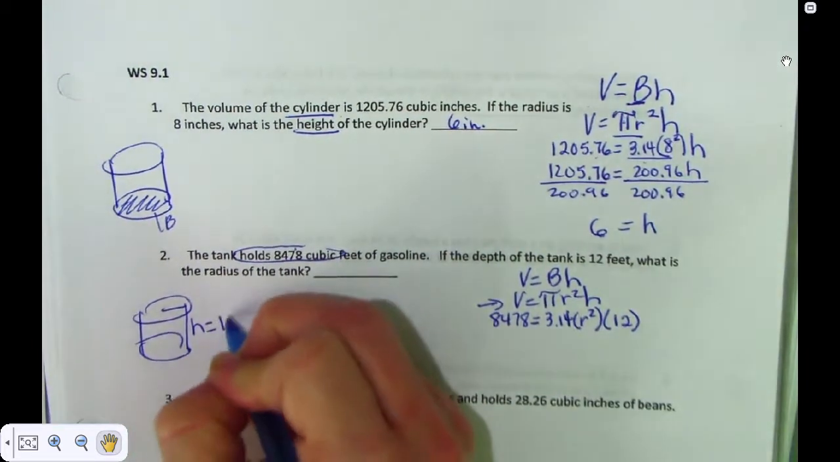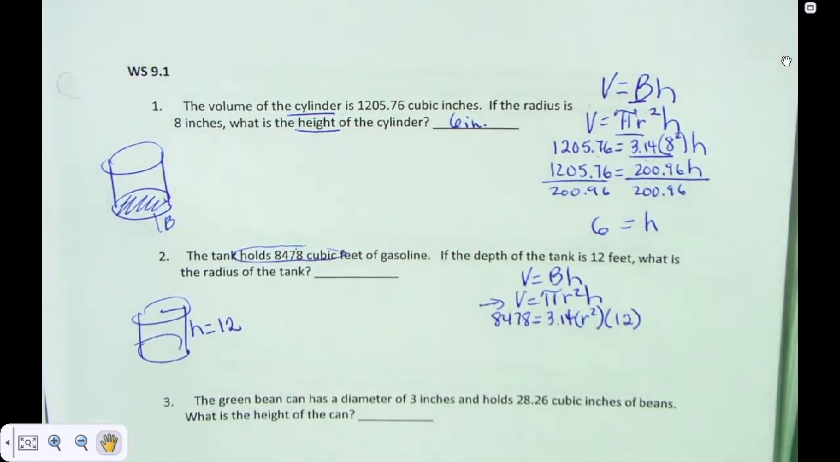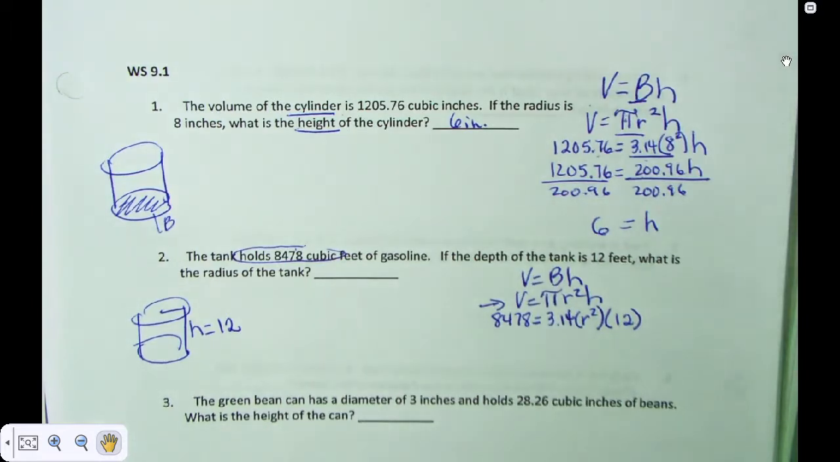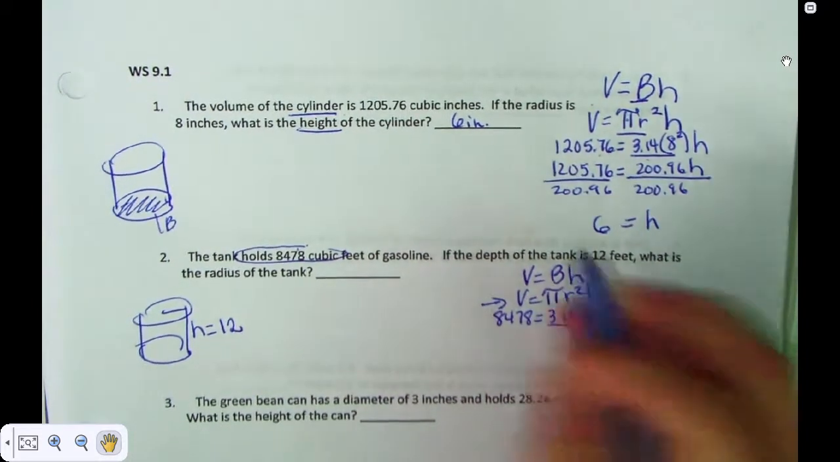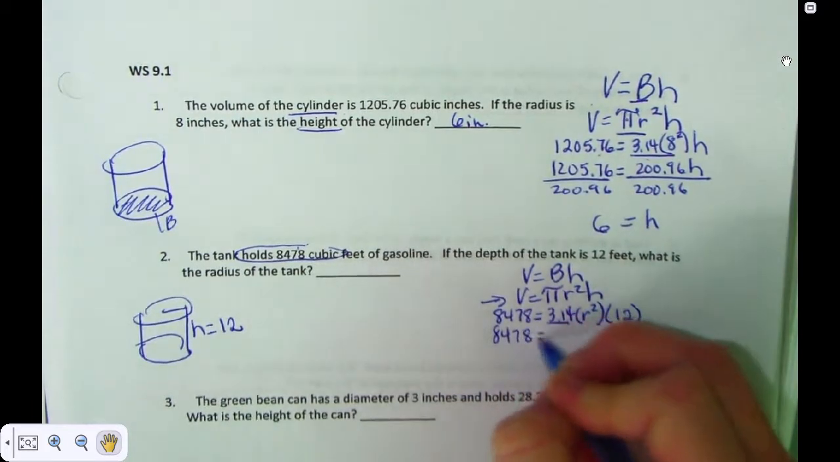Somebody said, why didn't they just put the height is 12? Because when you're talking about liquids and stuff, like swimming pools and all that, they'll talk about how deep the tank is. Same thing. Now, all I got to do is multiply those 2 numbers right there. And what do I get?